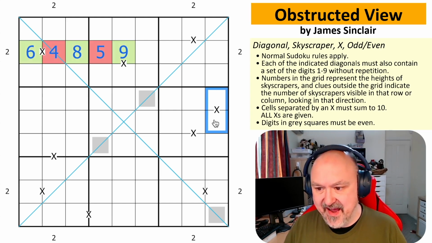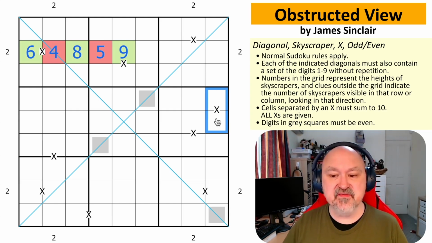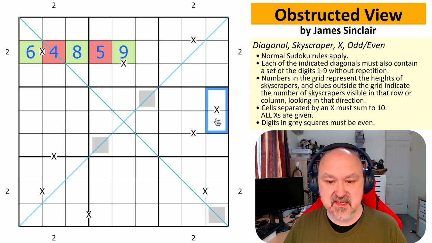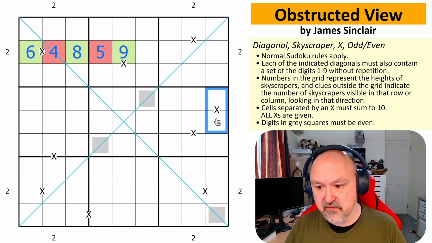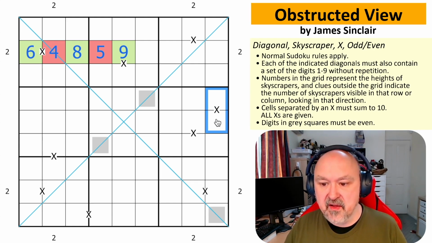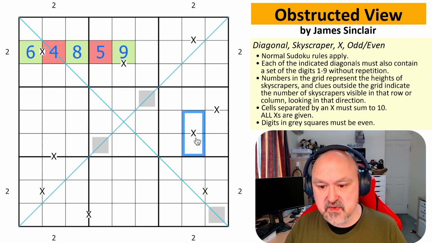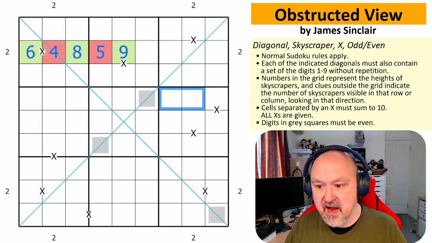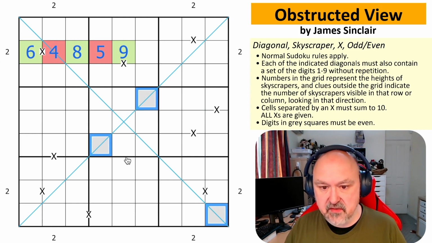So this wouldn't work, but that's how the rule works. Cells separated by an X must sum to 10. All X's are given. So it's like the XV rule, but there are no V's in this, and we don't have to worry about a negative constraint on V's. It's just that these will sum to 10, these will sum to 10, these cannot sum to 10, these cannot sum to 10. And digits in grey squares must be even. So that's what we've got for the puzzle.